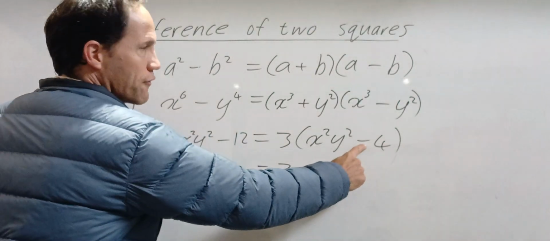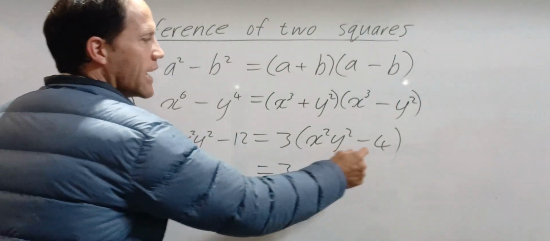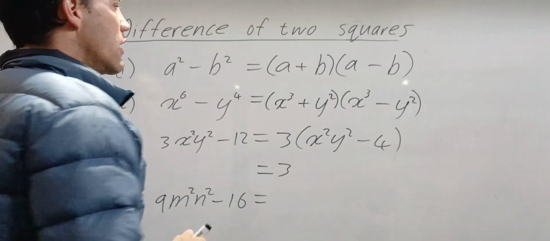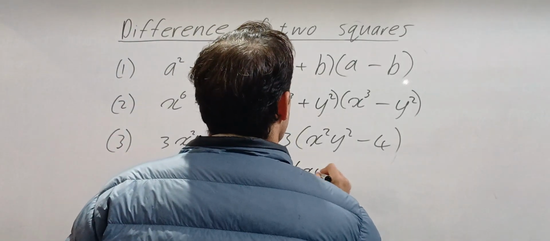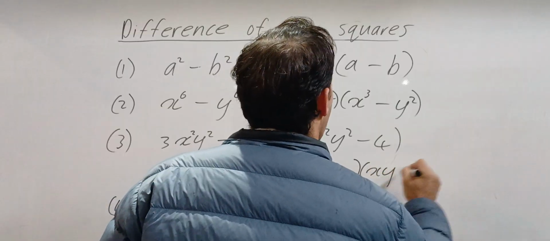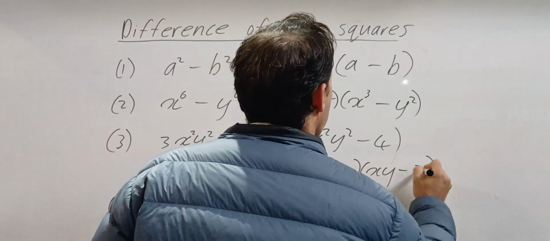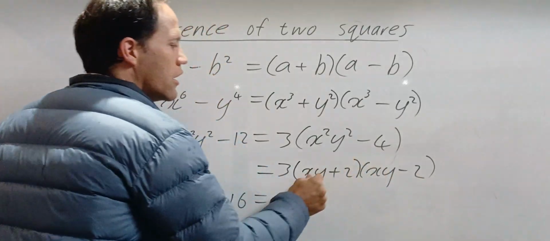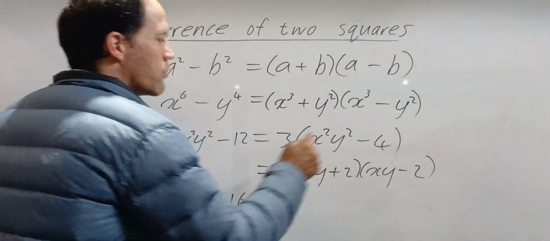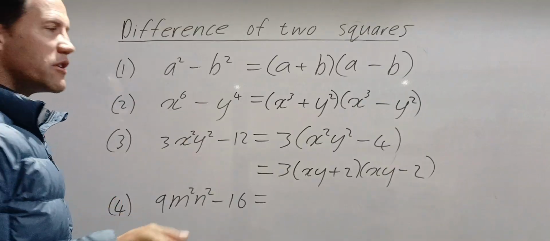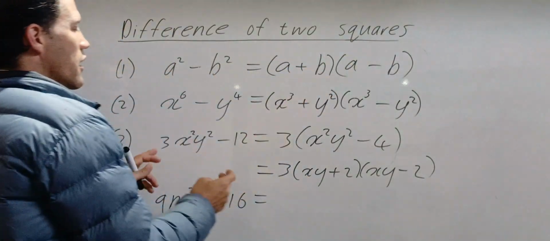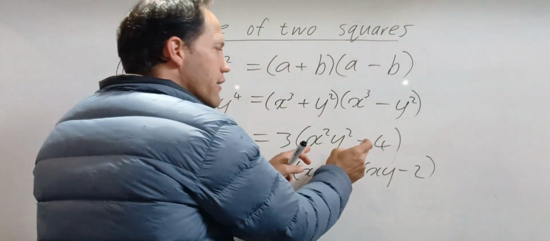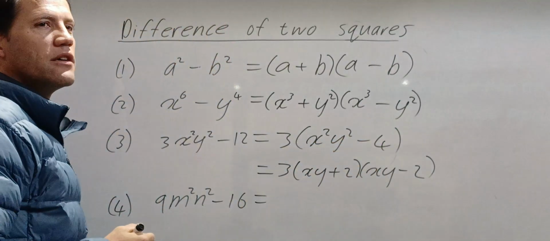Because it's a minus, a difference. I can get the square root of this, and I can get the square root of 4. The square root of 4 is 2. So now I can say it's going to become xy plus 2, xy minus 2. Because plus 2 times negative 2 is negative 4. Xy times xy gives you x squared y squared. So sometimes with the difference of two squares, you first have to look for a common factor, put it in the front, and then you can find the difference of two squares.